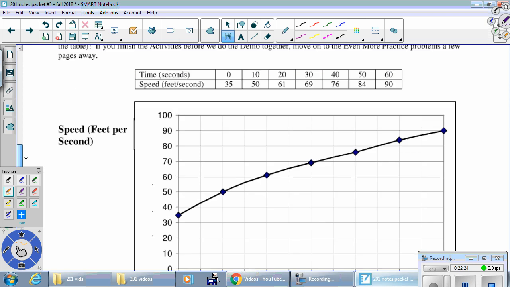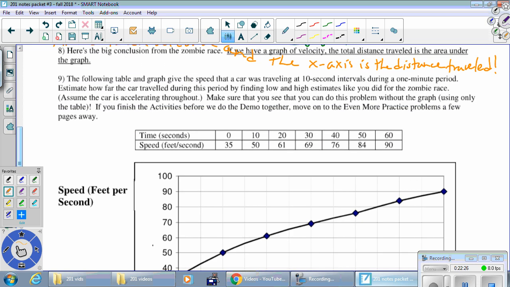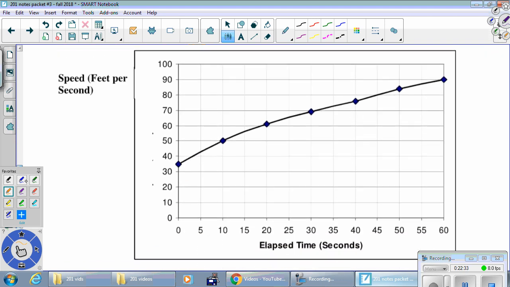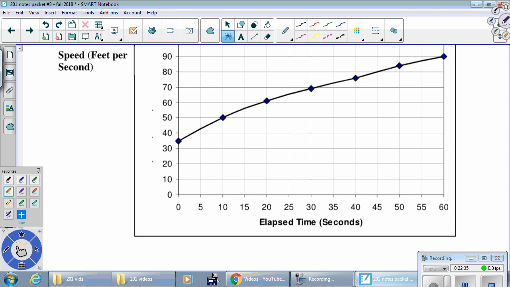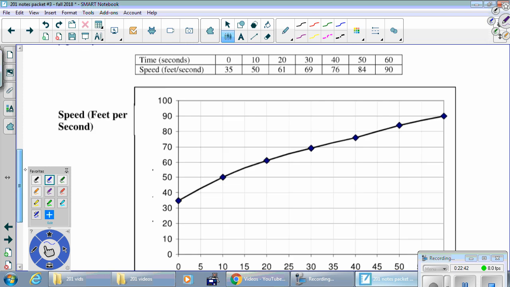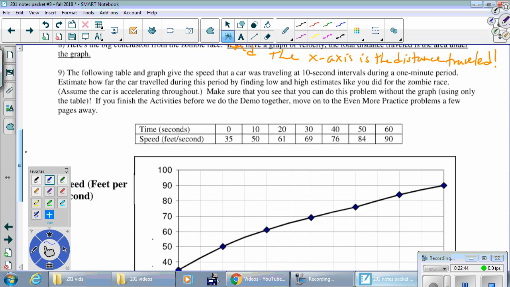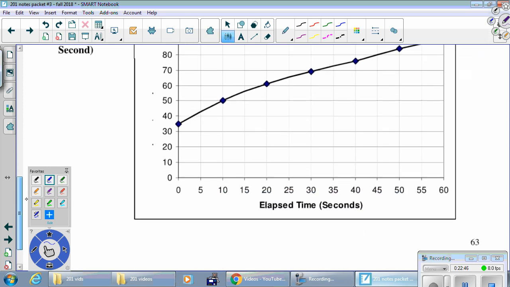Here we go. All right, so we're trying to calculate the distance, how far the car has traveled, by finding high and low estimates. So everything's the same as before. I'm not going to do this whole one out. How many intervals are we doing here? 10-second intervals. Okay, so just use the dots that we have. In this first 10-second period, we have a low velocity of maybe 35 and a high velocity of 50, and you can read them exactly from the table.